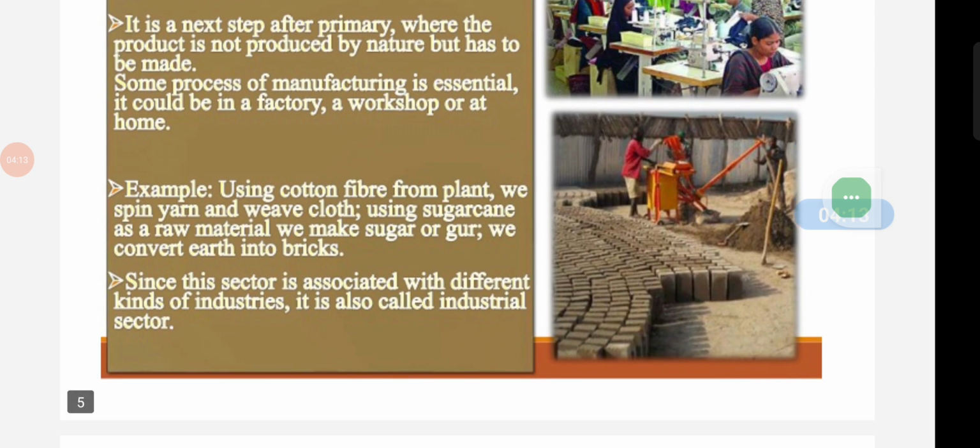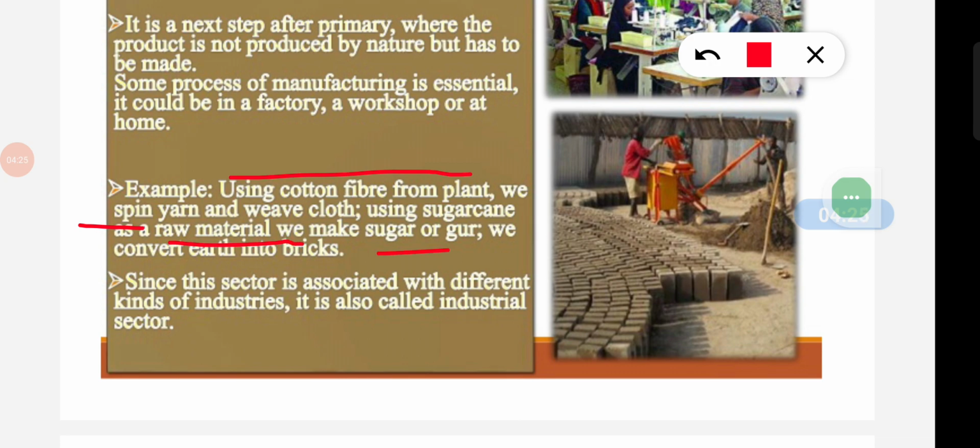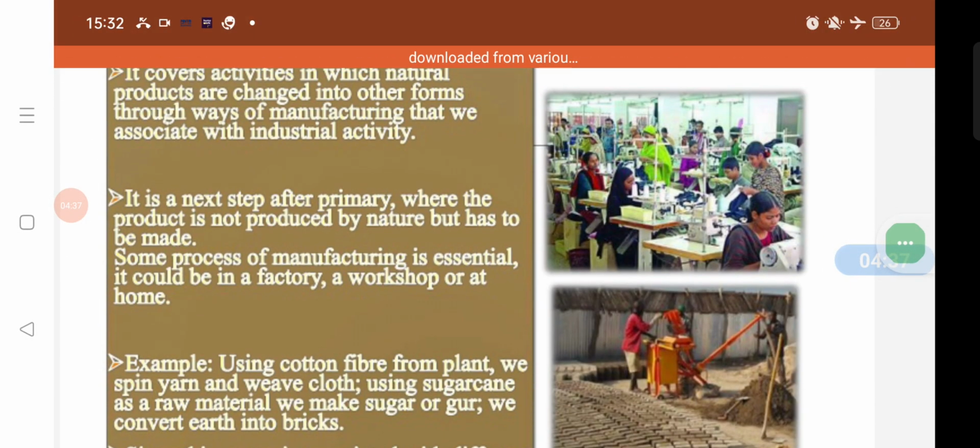Now an example: using cotton fiber from the plant, we spin the yarn and weave the cloth. Using sugar cane as the raw material we can make sugar or jaggery. Since this sector is associated with different kinds of industries, it is also called the industrial sector. So these are some pictures of the secondary sector.